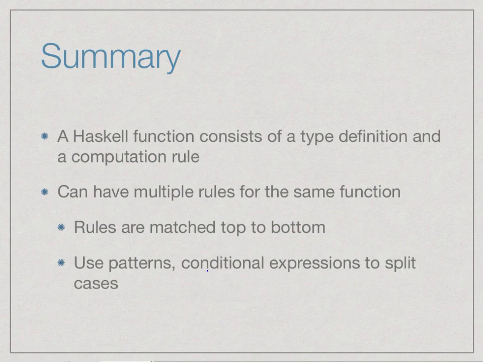So to summarize, a Haskell function consists of a type definition and a computational rule. Now these computational rules can be used to define, for example, recursive functions. We can have multiple rules for the same function, and the rules are matched top to bottom. And the way we define rules for different input values is to use patterns or conditional expressions to split the cases that are possible for the input values.